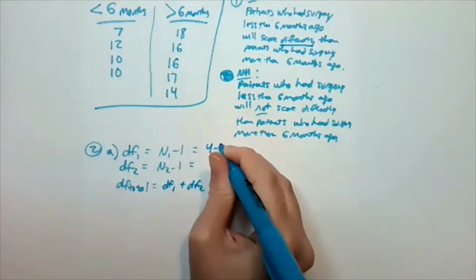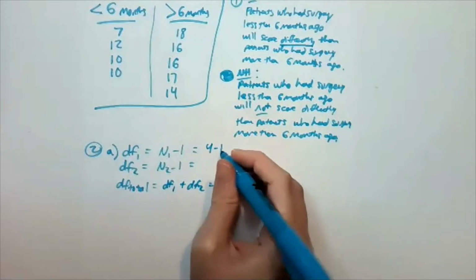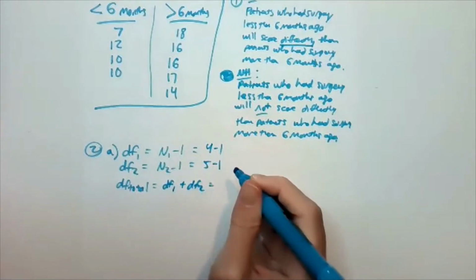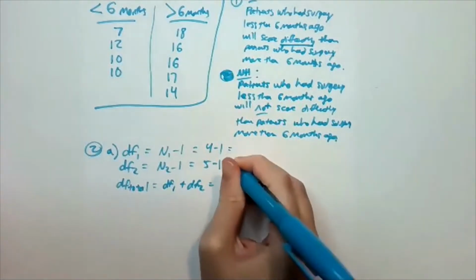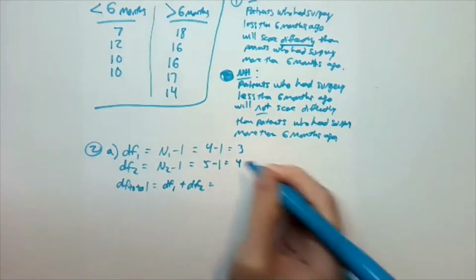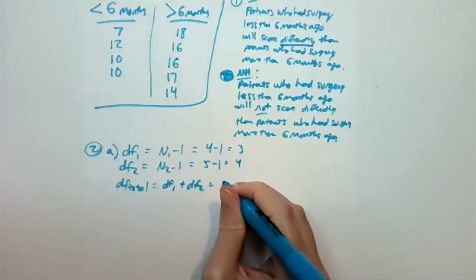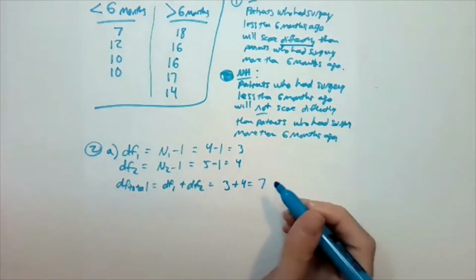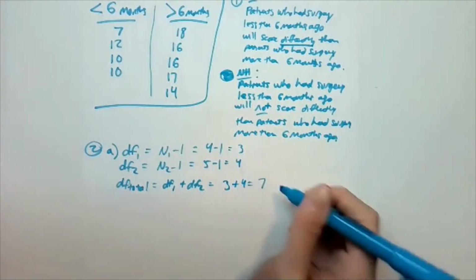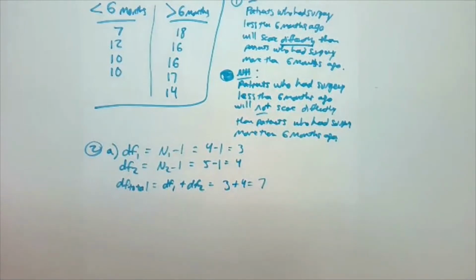And so we said we had 4 patients in group 1, 5 for group 2. And to get the DF total, we're going to add DF1 plus DF2. Finish out this calculation here. And so now we have DF1, DF2, and our DF total.